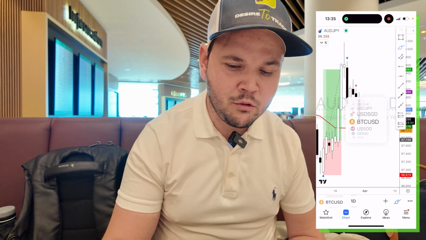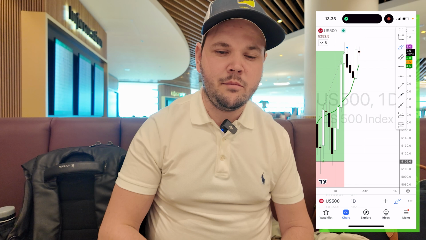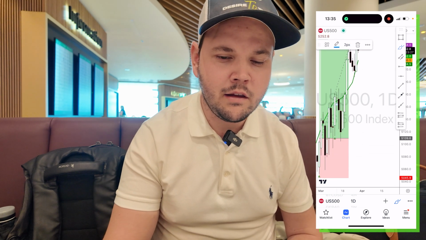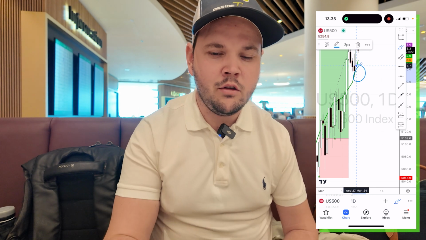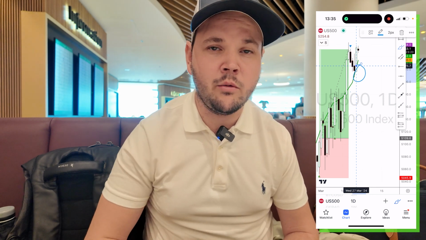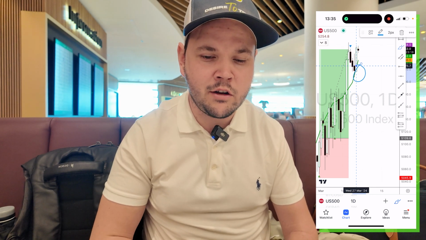So let's see, I have a trade going on US 500, so the S&P, which is going up and up, which is good for me, definitely. I'm waiting for price to close below this whole moving average here to get out of that trade. It's a trend trade, so it might take a while, but that's what happens with these trend trades.